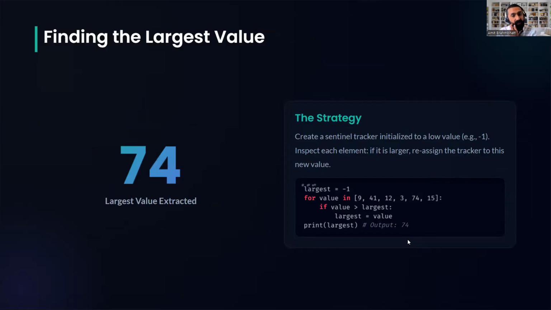Finding the largest value. Let's look at the classic loop idiom, finding the largest value in a list. We initialize the tracking variable largest so far to a low sentinel value like -1. As the loop processes each number, it asks, is this number larger than the largest value we have seen so far? If yes, we update our tracker to the new value. By the time the loop completes, our tracking variable is guaranteed to hold the maximum value in our dataset.